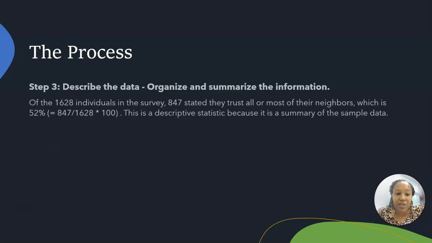So then step three, they had to describe the data and organize and summarize the information. So of the 1,628 individuals in the survey, 847 of them stated that they trust all or most of their neighbors, okay? So they had to calculate the percentage of that. They took the 847 divided by 1,628 and multiplied it by 100. And this told them that 52% of the people surveyed trust their neighbors. So this is a descriptive statistic because it is a summary of the sample data, all right? So this isn't a parameter. It doesn't describe the full population. It only describes the sample.